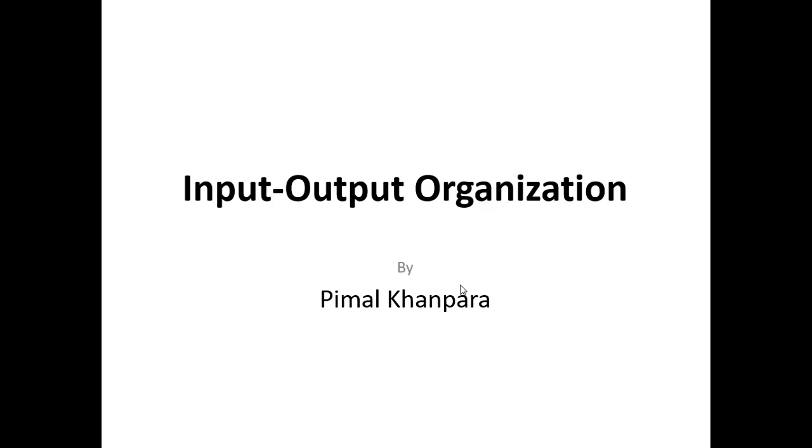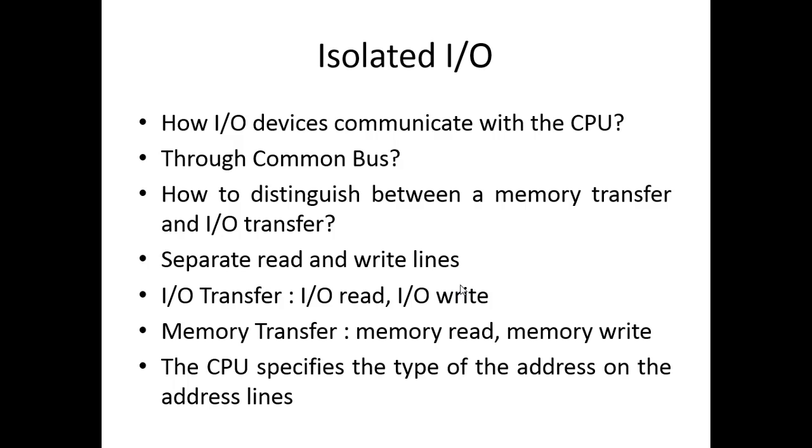devices. The major differences between the CPU and I/O devices are the rate at which the data can be transferred, data codes and formats, and the modes of operation. Now, based on this understanding, let us try to understand one of the very important concepts, that is isolated I/O.